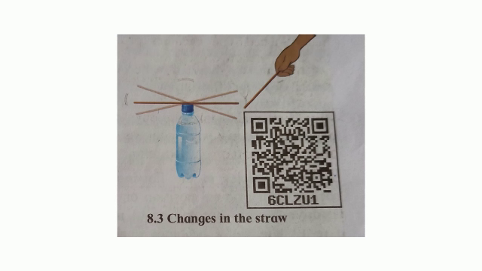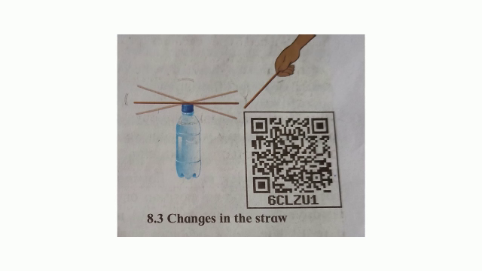Now take two straws and rub them against the woolen cloth at the same time. Keep one of the straws on the bottle and take the other near it. See what happens. Keep the rubbed straw on the bottle as it is. Take the woolen cloth on which it was rubbed close to it.